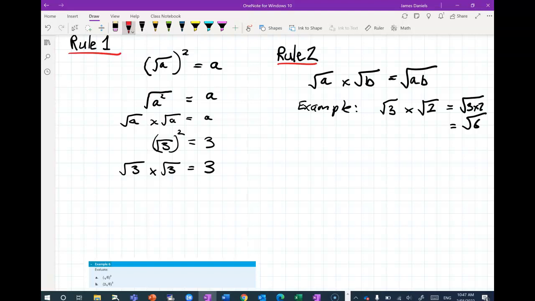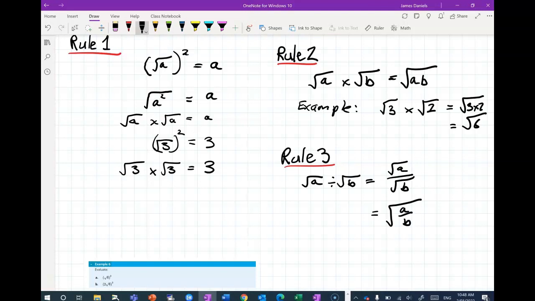All right, rule 3. Now these rules are important to follow, as they'll help you answer the questions in 2b. The next one states the square root of a divided by the square root of b, and a and b just represent any letter, is the same as saying the square root of a over the square root of b. Or we can take it further, they can actually be under the same house, a over b.